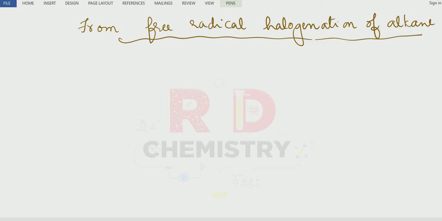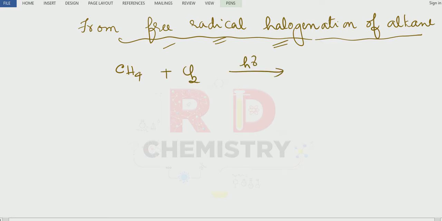The next method is from alkanes. So we have to go for free radical halogenation. In the first year you studied the hydrocarbon chapter. Methane, when subjected to chlorination in the presence of sunlight, energy h nu, or diffuse sunlight, what you'll get? You'll get a mixture of products. We can get methyl chloride, dichloromethane, trichloromethane, all those things. Let me write the first product: methyl chloride and HCl. Correct? This is the basis for this free radical halogenation.